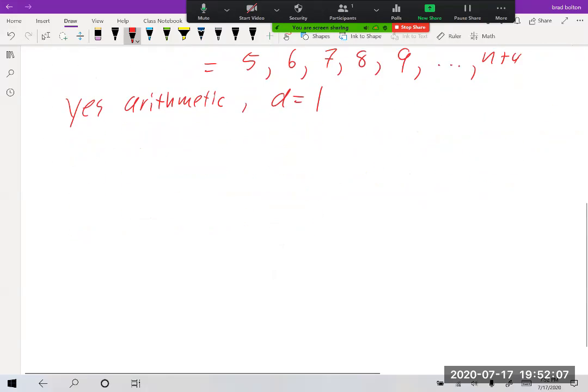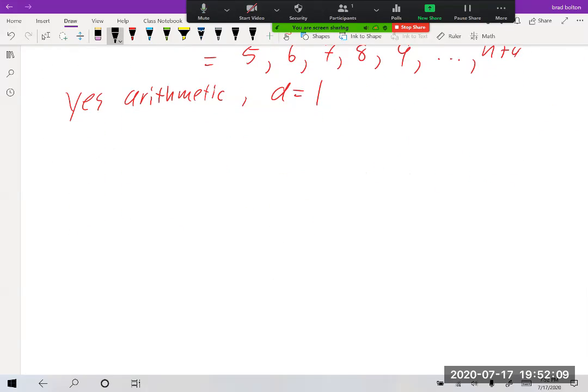So let me give you guys one. Let me have you try this one. Let's say we have this sequence c sub n, and it's equal to 6 minus 2n. I want you to tell me if it's arithmetic. So pause the video and try to find the common difference.